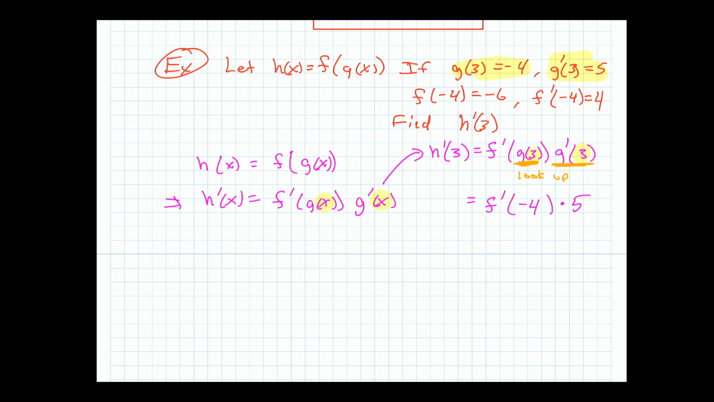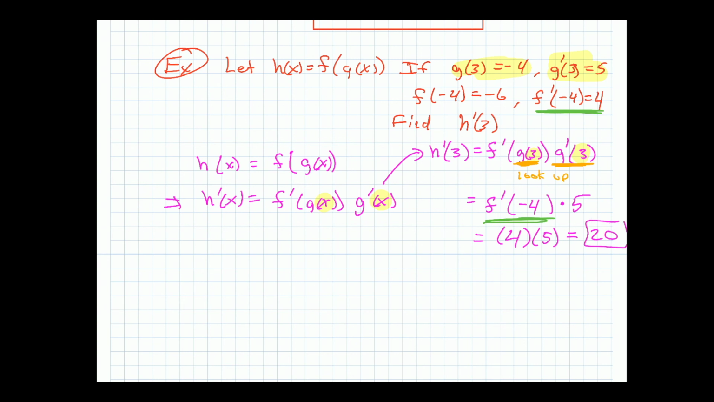So 5. But then you've got to look this one up. F prime of negative 4. Well, f prime of negative 4 is right here. So what are we going to get? Looks like f prime of negative 4 is positive 4. So it's 4 and then 5. Multiply those together, you're going to get 20.